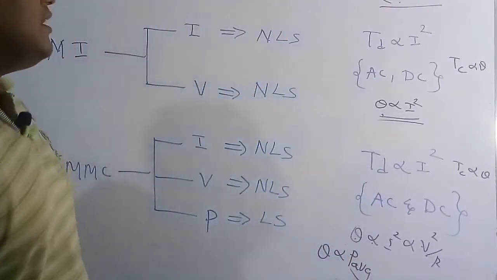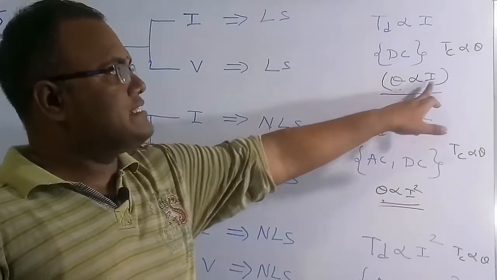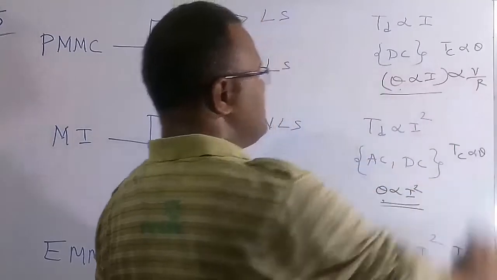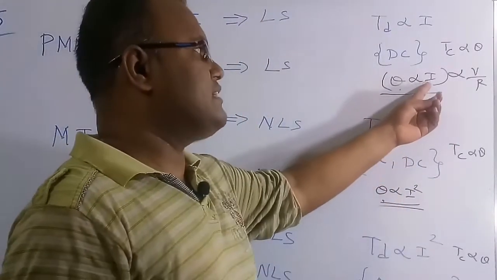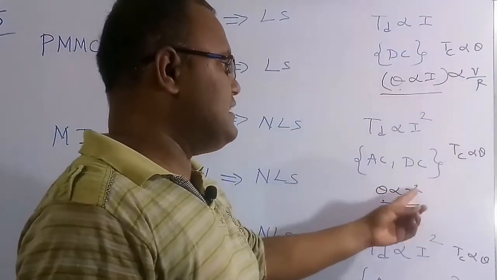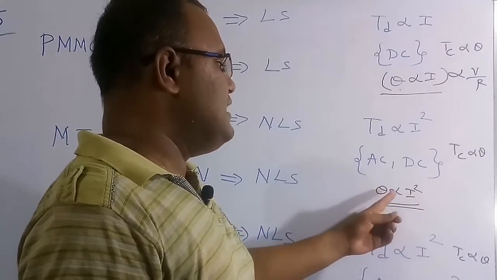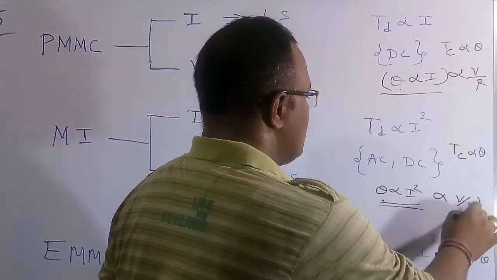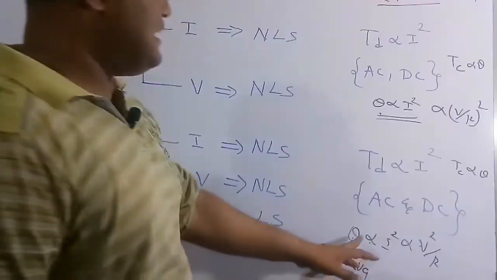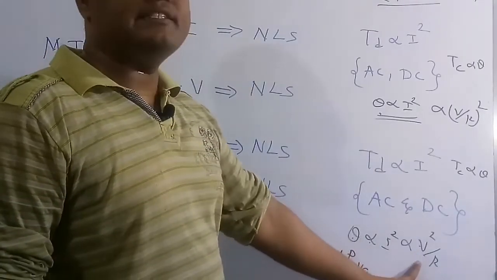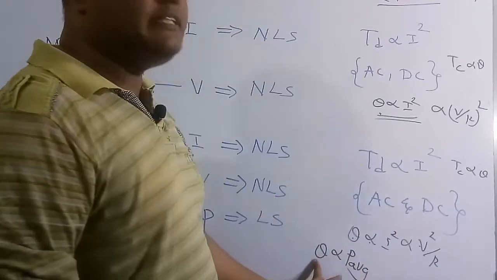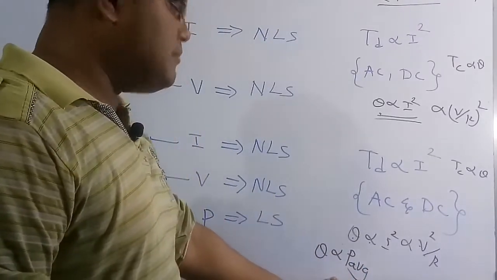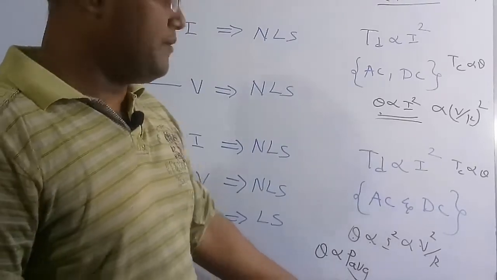So we can say that for PMMC, it has the linear scale for current and also linear scale for voltage, because I is equal to V by R. And in the MI, it has the non-linear scale for current and also non-linear scale for voltage. Similarly, EMMC has the non-linear scale for current, non-linear scale for voltage, and it has the linear scale for the power. Always the wattmeter or the EMMC is going to measure the average value of the power.